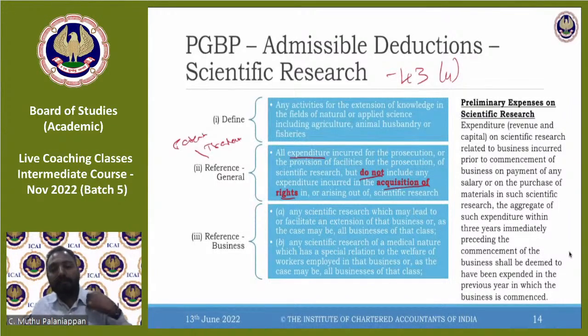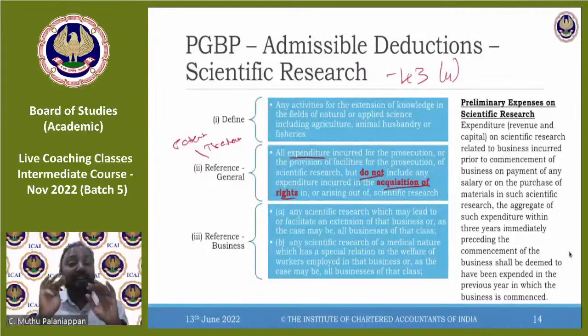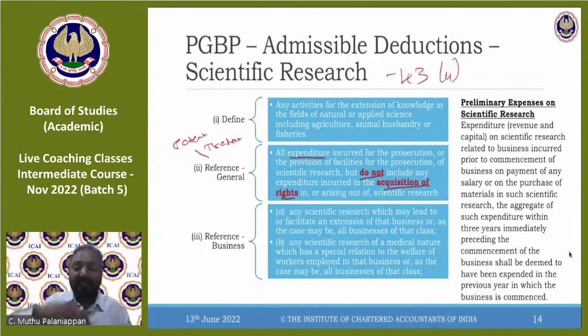I'm just buying that research. This acquisition is not scientific research. So you must carry out the scientific research; you cannot acquire the scientific research. So that's what we are actually referring to as acquisition of right. So acquisition of right is not an eligible scientific research expenditure for section 35.